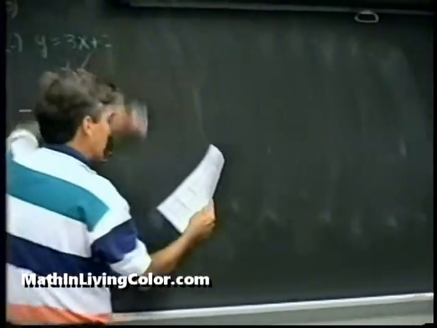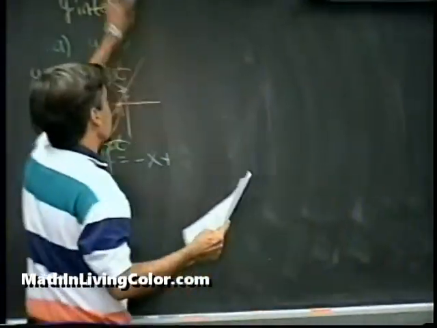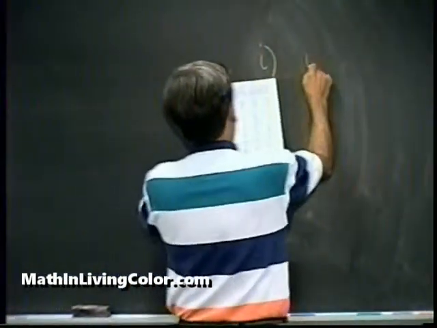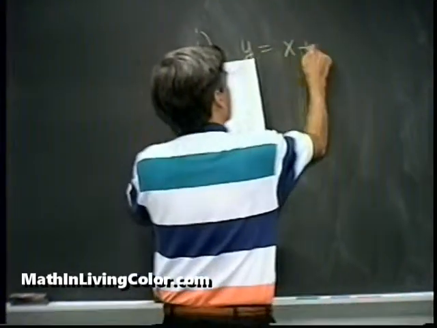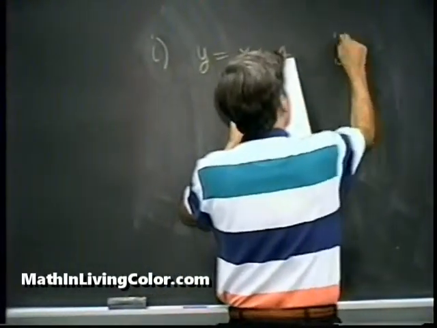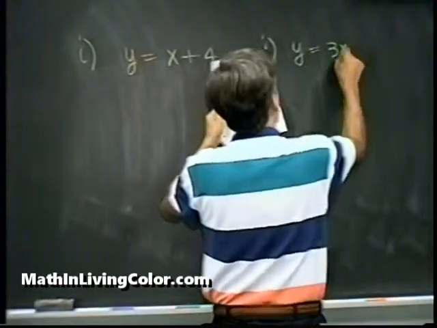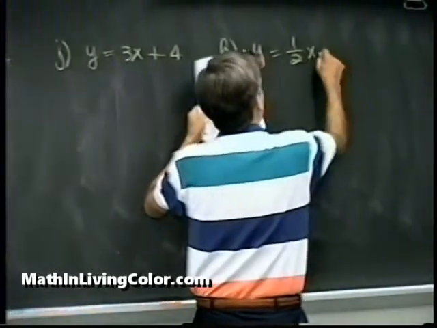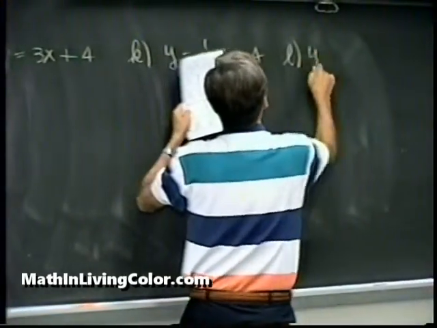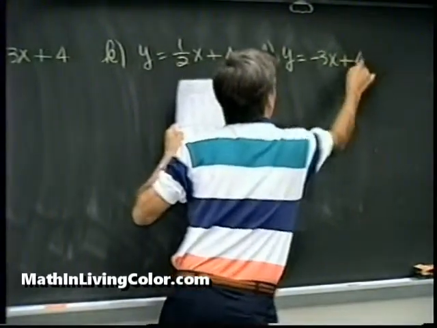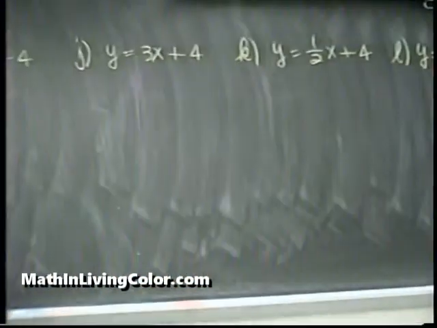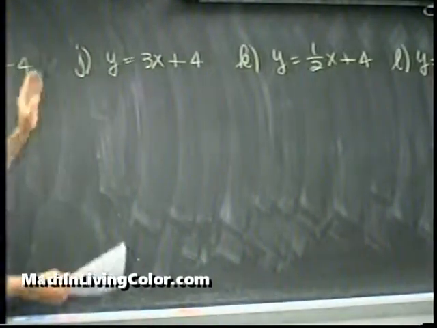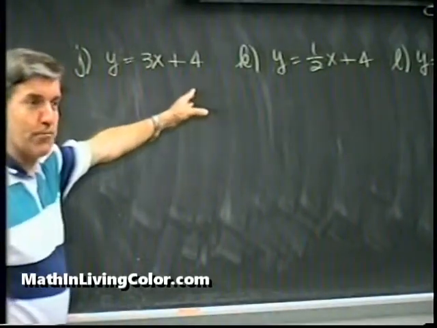All right? Now, with those in mind, let's look at the next group of graphs on page 1. I'd like you to look at graphs I, J, K, and L. I says y equals x plus 4. J says y equals 3x plus 4. K says y equals 1/2 x plus 4. And L says y equals negative 3x plus 4. What do these equations all have in common? They all have y equals and something x plus 4. The plus 4 is what I'm trying to emphasize here.